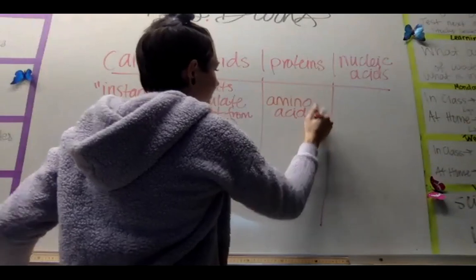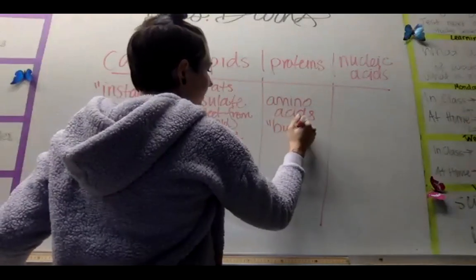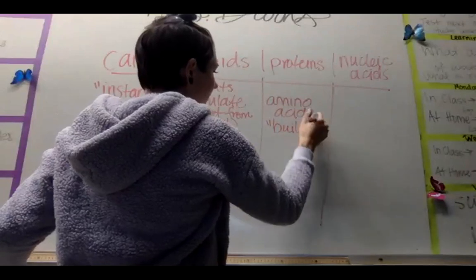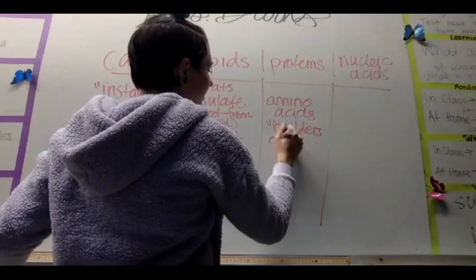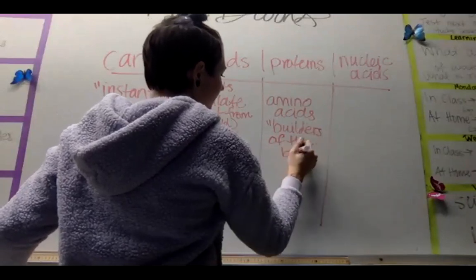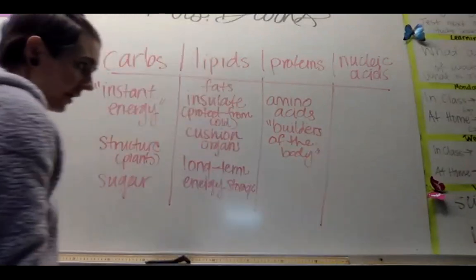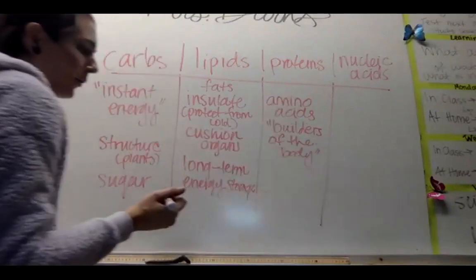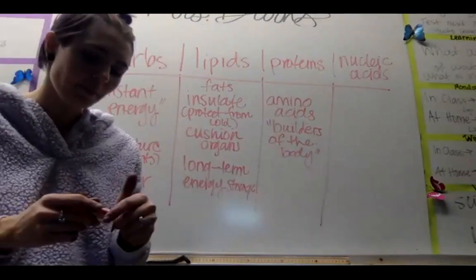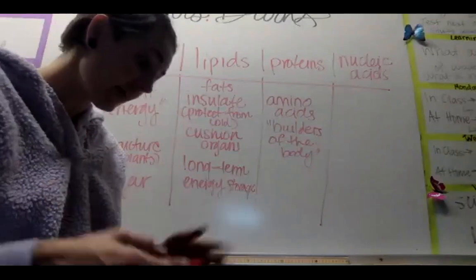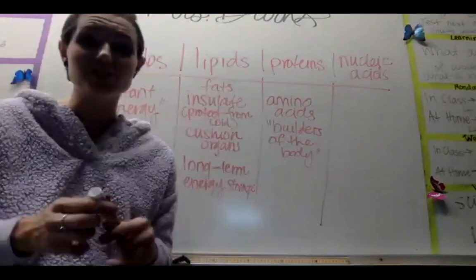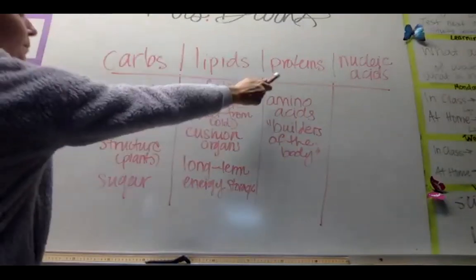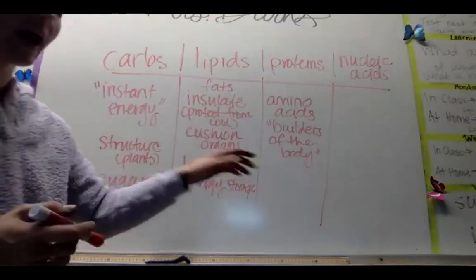And amino acids are like the building blocks, or the builders, I guess you would say, the builders of the body. They do a ton of different things. Amino acids help build DNA. They help build RNA. They help build other proteins. They help communicate messages across the body. So the biggest thing about proteins is that they have amino acids.